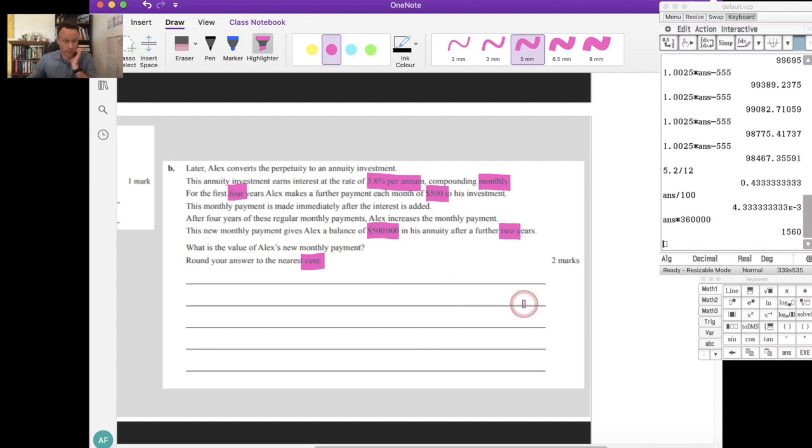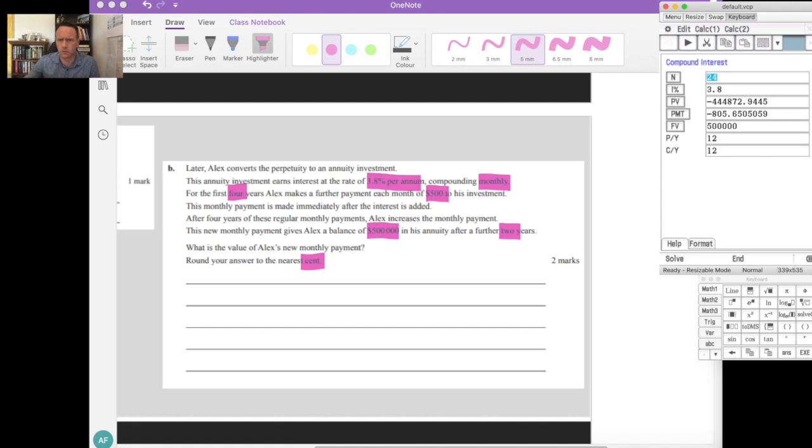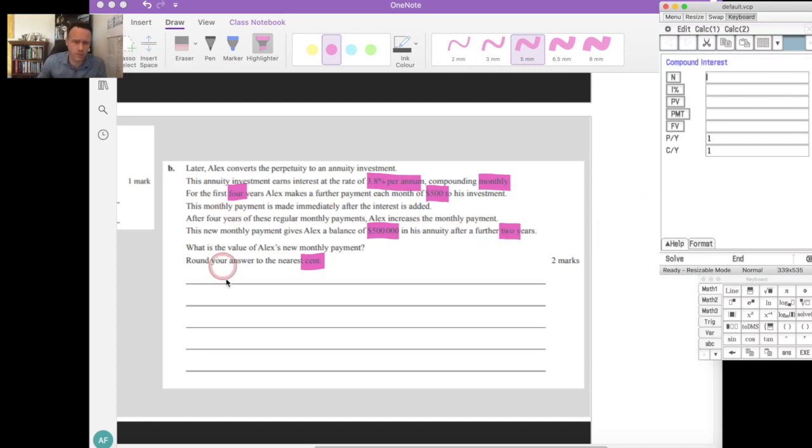Alrighty, so we need our financial calculator for this. There is no way around it. Let's have a look at this now. Financial, let's clear all that. First thing we need to do, because it's got a changing of conditions in it, we need to set out what the original conditions were and know what he has. So the first 4 years makes a further payment. We need to know what he's got after the first 4 years.